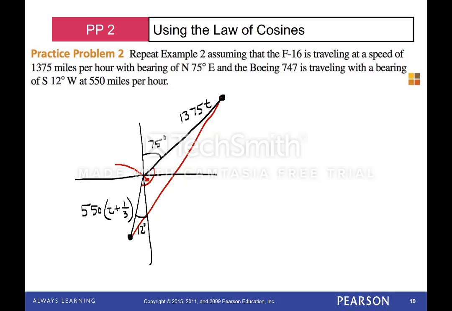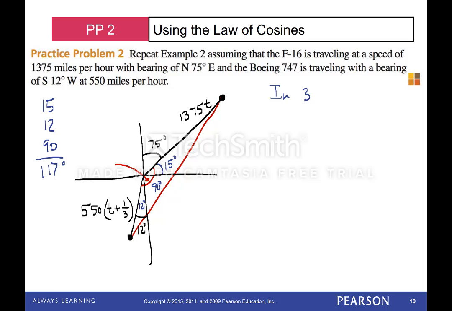Well, let's see. I think we have to figure this out. The small angle here, getting back to the x-axis, would be 15, because 75 plus 15 gets you 90. We also know that whole piece is going to be 90 there, and then the bearing of the 747 is off by 12 degrees, so 15 plus 12 plus 90 should give us the angle measurement of that big angle inside there, which is 117. Once I know that, I'm good to go.